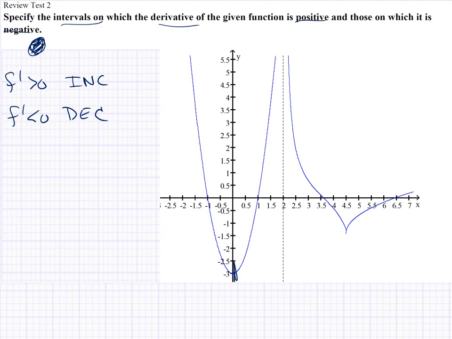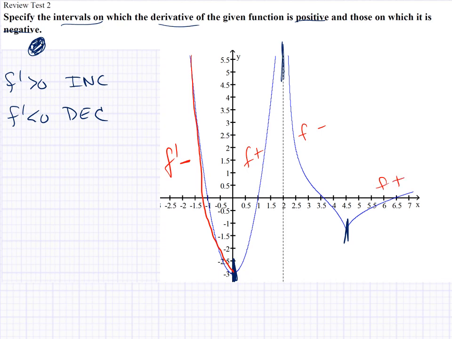So you see right about here, it switches. Right about here, it switches. And obviously here at the asymptote. So for this interval right here, the graph is going down, down, down. So that's where my derivative is negative. Then here it goes up, so my derivative is positive. Then it's going down, derivative is negative. And then here, derivative is positive.